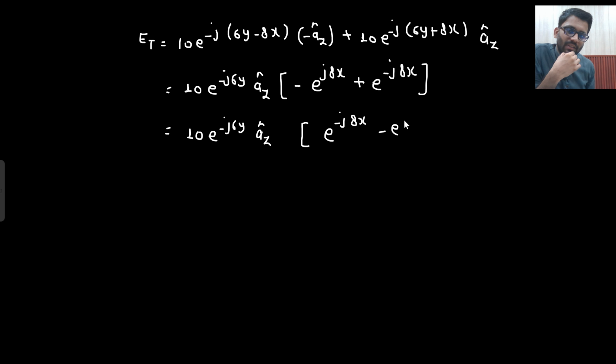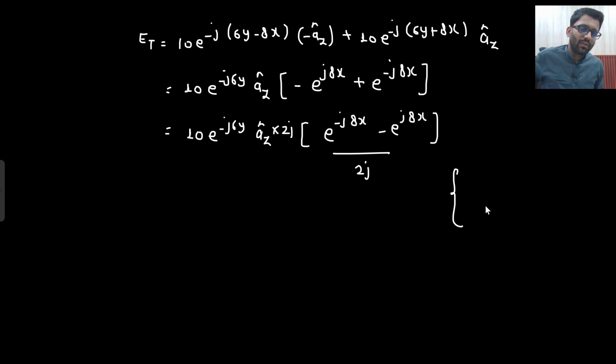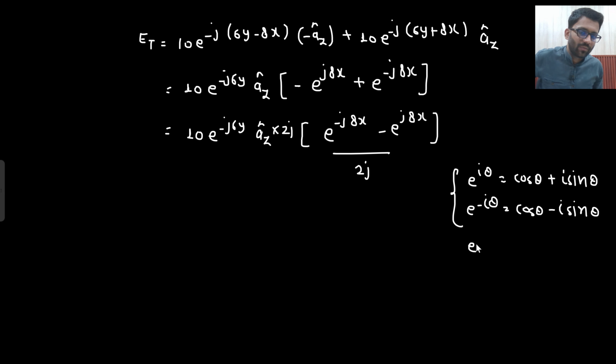Can I divide by 2j and multiply by 2j? Why am I doing so? Because do you know this thing? e to the power iota theta is equal to cos theta plus iota sin theta, and e to the power minus iota theta is equal to cos theta minus iota sin theta. Because cos of minus theta is equal to cos theta only and sin of minus theta is equal to minus sin theta. And if I subtract both of them, what am I going to get?